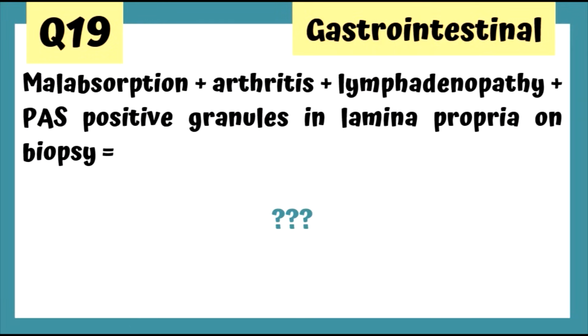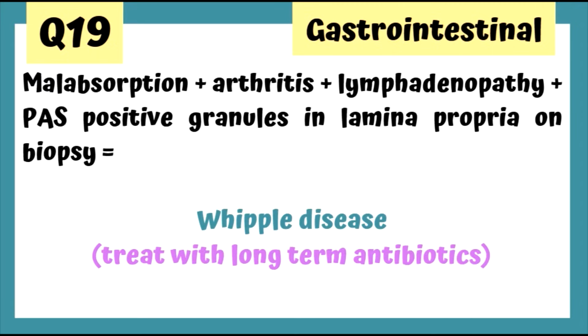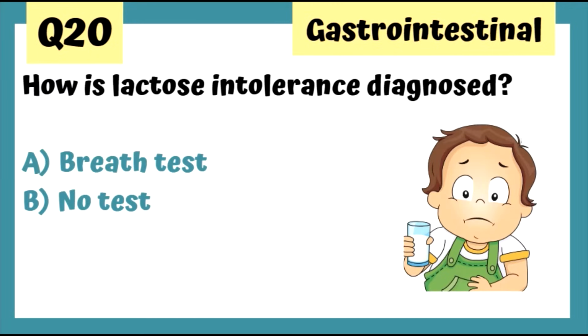Question 19. Malabsorption, arthritis, lymphadenopathy, and PAS positive granules in the lamina propria on biopsy. What would this be indicative of? Well, PAS positive granules, pass the whipped cream. Whipple disease, in which there are PAS positive granules and these other symptoms. And treatment is with long-term antibiotics, a really long time.